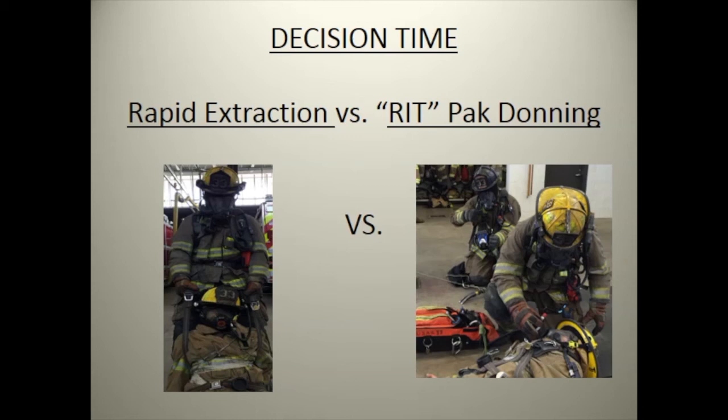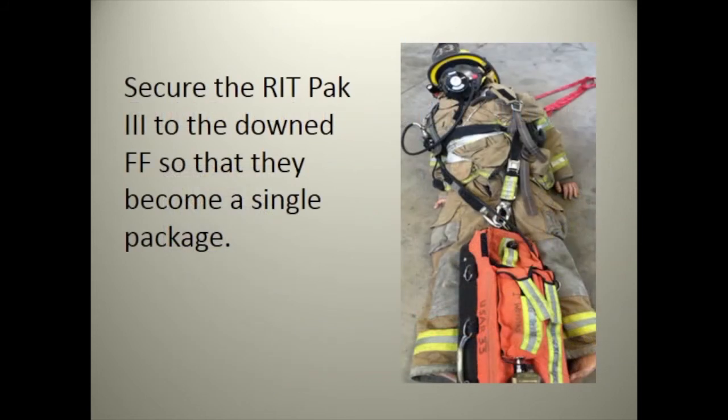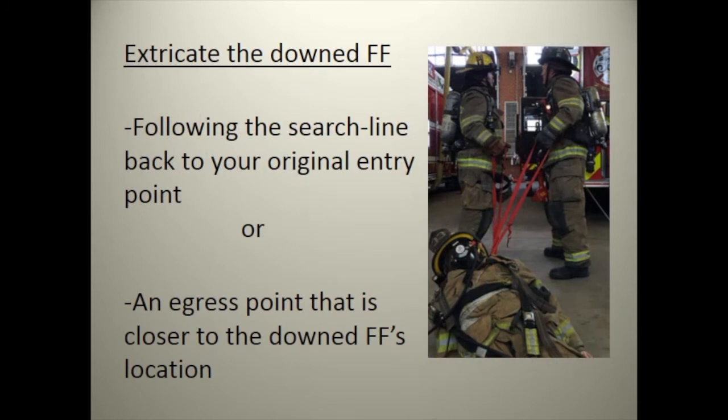Otherwise, determine the air supply needs of the downed firefighter, and Firefighter 2 will make the necessary RIT Pack 3 connections. Once the RIT Pack 3 donning is complete, secure the RIT Pack 3 to the downed firefighter so that they become a single package. This will make extrication of the downed firefighter an easier and more efficient process. And finally, extricate the downed firefighter by following the search line back to your original entry point or to an egress point that is closer to the downed firefighter's location.